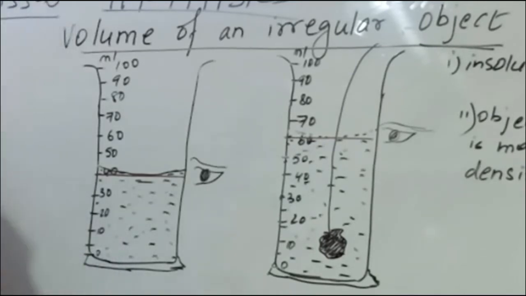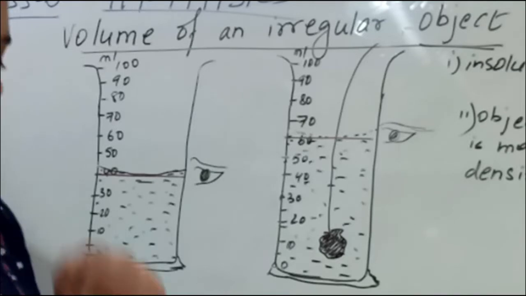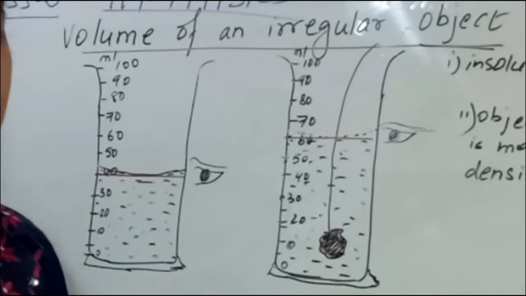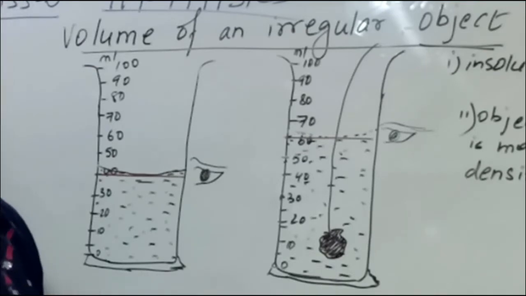Okay children, so here 2 points you have to remember. The irregular object you are taking should be insoluble in water, because suppose you take a sugar piece or a big salt piece, when you drop it in water, it will mix in water; those are soluble. So you should not take that kind of object. The object should be insoluble in water.